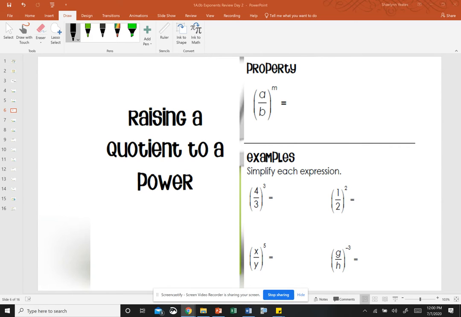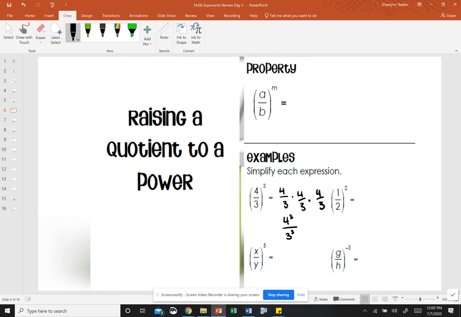So if I have 4/3 to the third, that means I have 4/3 3 times. So I have 4 over 3 times 4 over 3 times 4 over 3. Well, this just becomes 3 4s multiplied together and 3 3s multiplied together. Okay, let's see what happens when I do the one below.